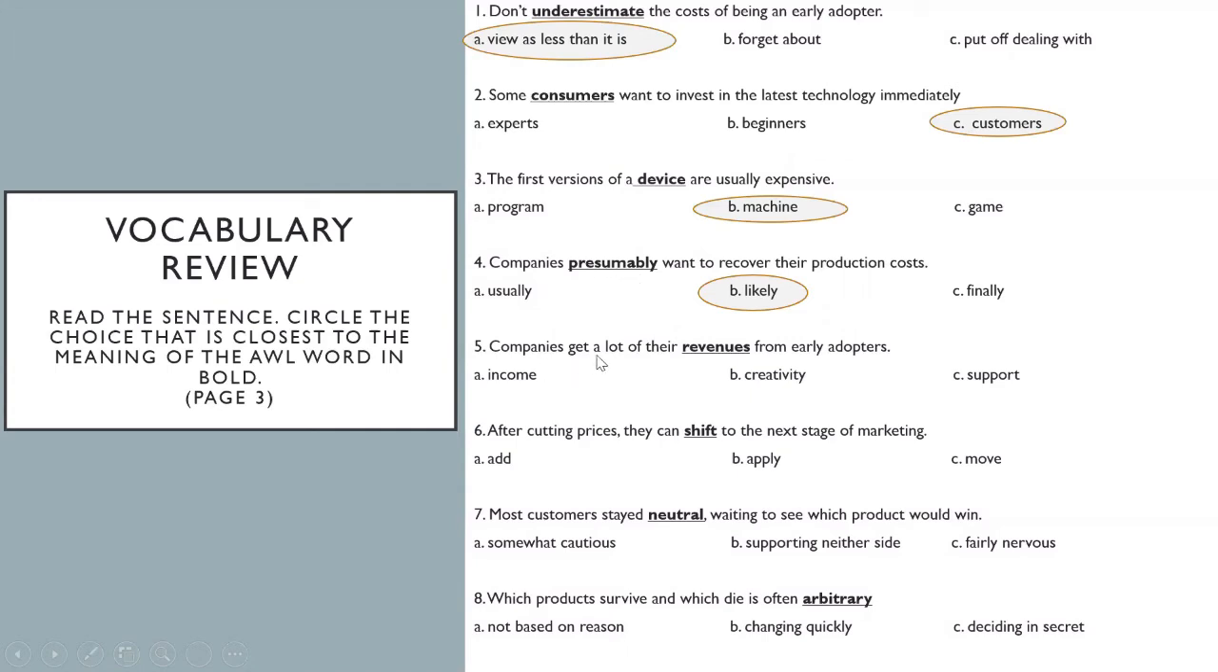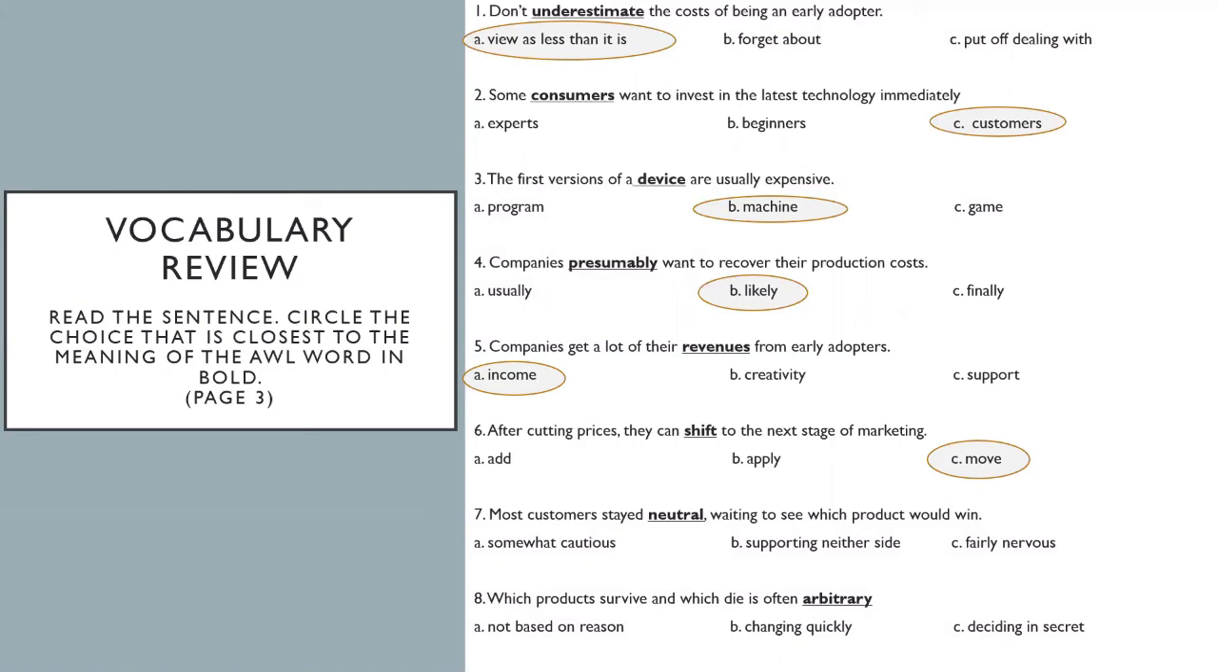Number 5, companies get a lot of their revenues from early adopters. What's the meaning of revenues? Income, creativity, or support. Revenues means income. Number 6, after cutting prices, they can shift to the next stage of marketing. The term shift means add, apply, or move. What do you think? To shift is to move. When you shift something, you are moving it from point A to point B. You're changing it, you are moving.